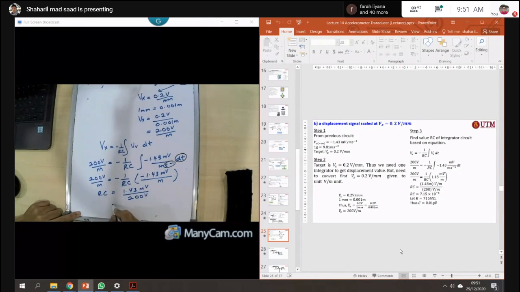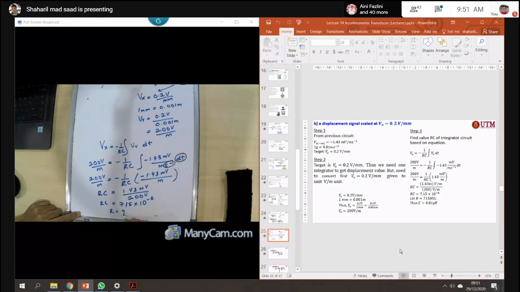Okay, because meter and meter will be cancelled out. So 1.43 millivolt divided by 200 volt, then you will get 7.15 times 10 power of minus 6 C here. And then you can choose any value of R that you're going to choose.